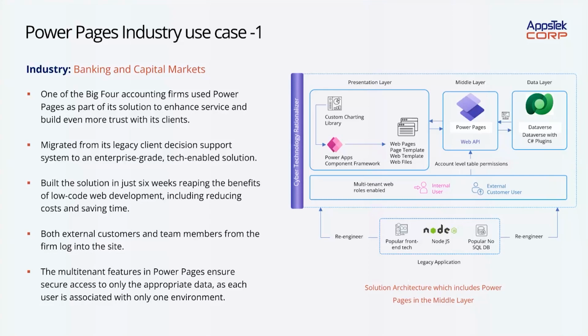Okay, now let's look at the architecture of their solution, which you can also see here on this slide. So as you can see here, the middle layer of this decision support system is a website which is built with Power Pages. So this was done so that both the external customers and the team members from the organization can both log into the site. So the multi-tenant features in the Power Pages ensure secure access to only the appropriate data, as each user is associated with only one environment.